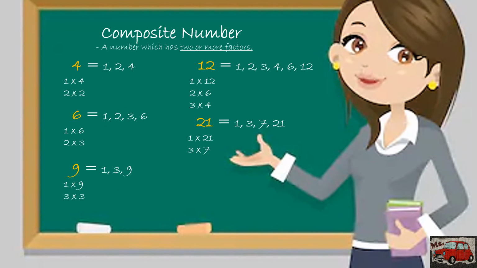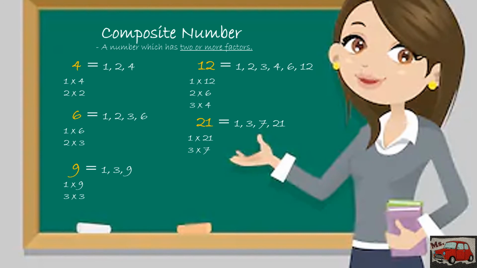Okay, so unlike the prime number, composite number has two or more factors. Okay, so kung nakikita yung mga example na to, we have 4, it has 3 factors. Si 6, 4 factors. Si 9, 3 factors. Si 12, 6 factors. Si 21, 4 factors. Okay, so the lowest composite number is 4.